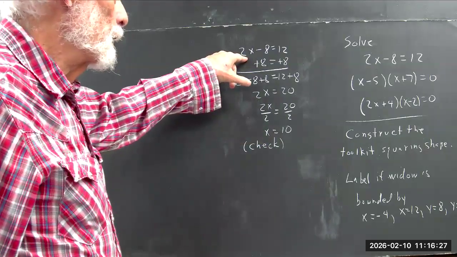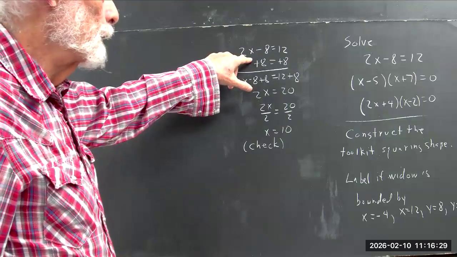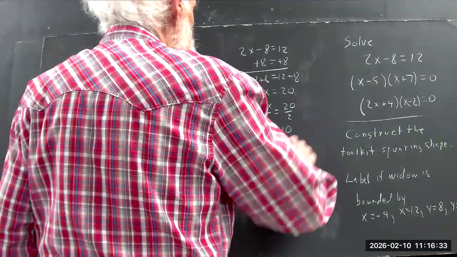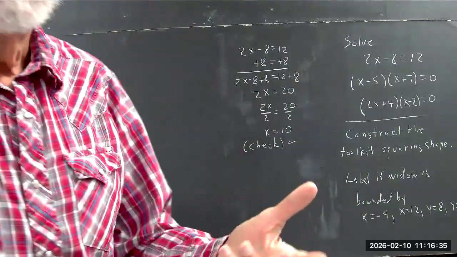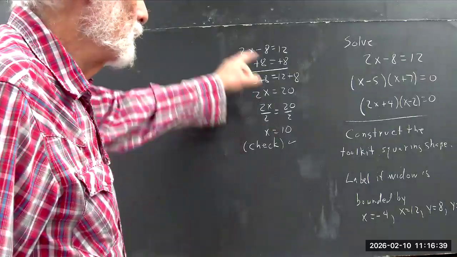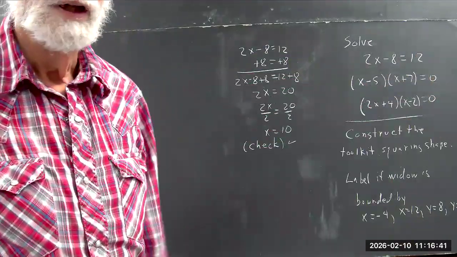If you put x equals 10 in here, 2 times 10 is 20. 20 minus 8 is 12. So I checked it. I just didn't write out the check. I just did it in my head. Okay. And that one, 10 is easy to multiply by. Fairly easy to do that one in your head.